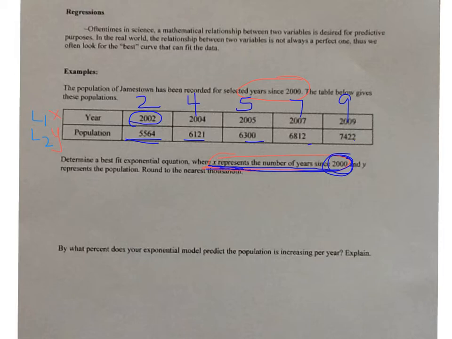All right, now you're going to hit Stat, go over to Calc. You're looking for the one that says exponential. I think it says EXP regression. Just scroll down until you see the linear, the power, the sinusoidal, the quadratic. You're looking for the exponential, EXP. Hit enter for that, and it'll say list 1, list 2. Just hit enter, enter, enter, calculate, enter.